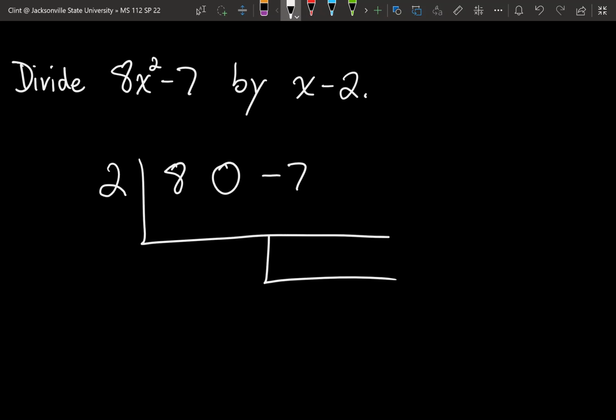So we're ready to go now. We'll bring down our 8. 8 times 2 is 16. 0 plus 16 is 16. 16 times 2 is 32. And then 32 minus 7 is 25. So we have a remainder of 25 on this one.